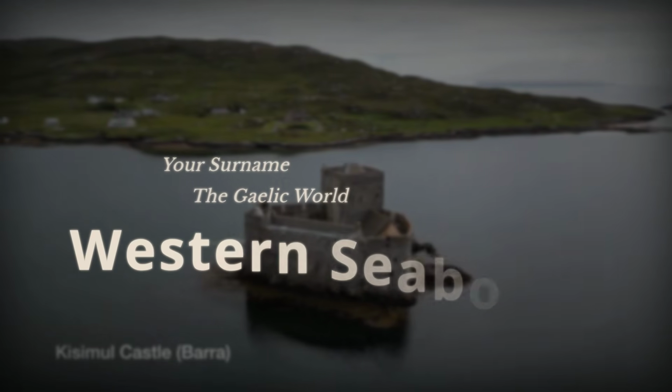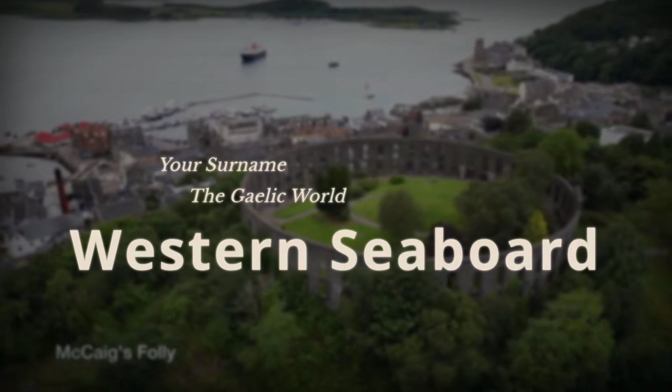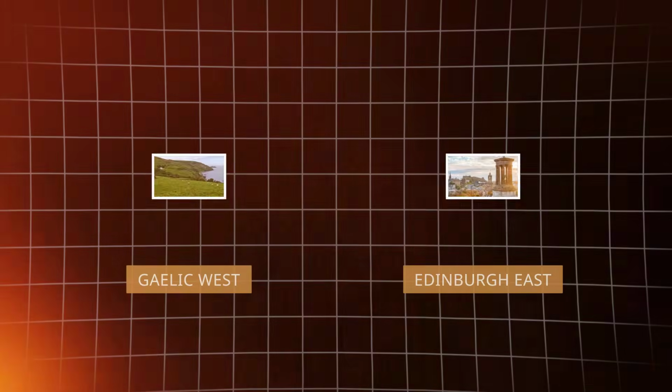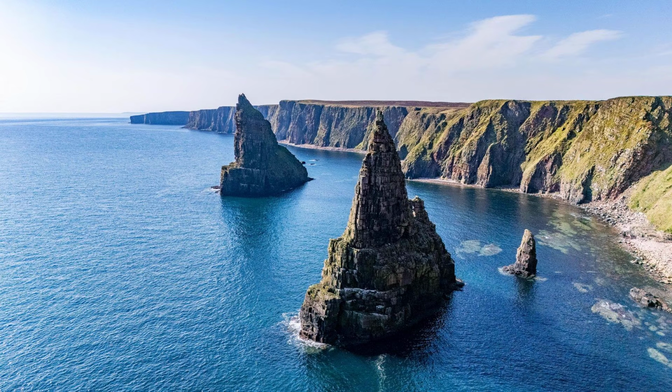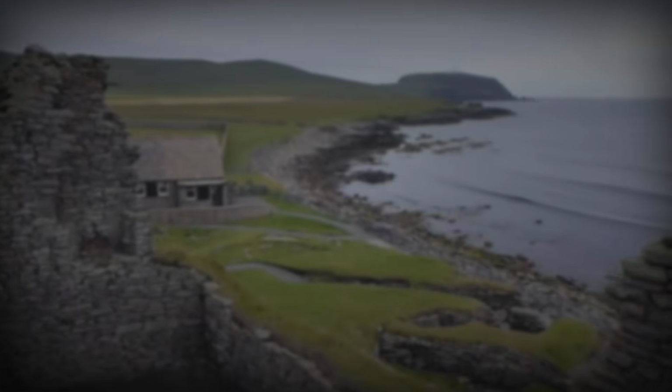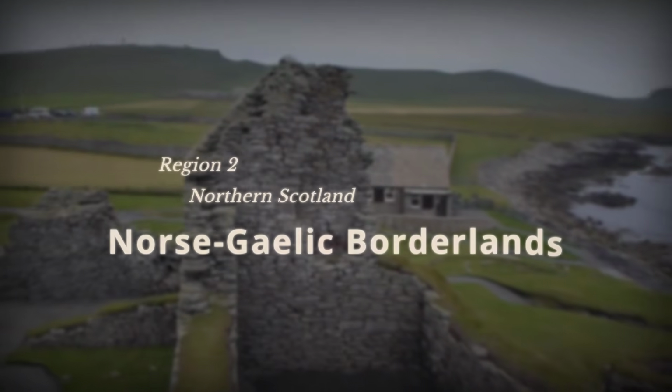If your surname is one of these, your family's roots reach back to the Gaelic world of the western seaboard, a world connected more to Ireland across the water than to Edinburgh in the east. Region 2, the Northern Highlands and Islands. Norse-Gaelic borderlands where Vikings became Scots.